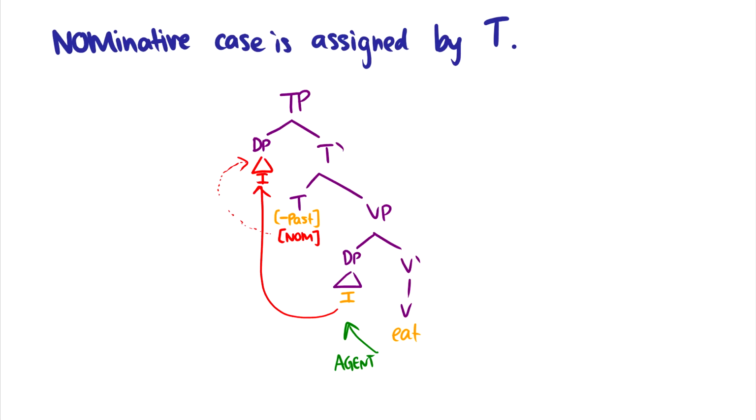And now this becomes I. So I is now up in spec TP, and now it can get case. T takes a look at this I in spec TP, and it assigns it nominative case. So this is how it becomes I and not me. We can't get me eat, because me is accusative case, but it's getting nominative case from T. So this is another motivation for why we have movement from spec VP to spec TP with our subjects. It has to get the theta role from the verb, and it gets case from the head of T.